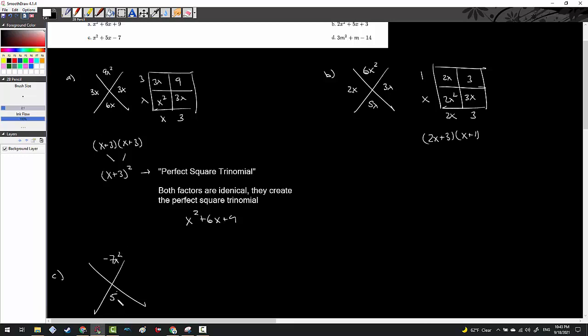Because the last time I checked, if I throw it on a 7, it'd be a 7x squared and a 5x, I cannot think of any two numbers that multiply to -7 and add to 5 at the same time. I mean, 7's a prime number, so the only numbers that work are really 7 and 1. And no matter what order I put it in, I don't think that's going to get me to 5x. And so I don't believe this is factorable, so we'll just put not possible.